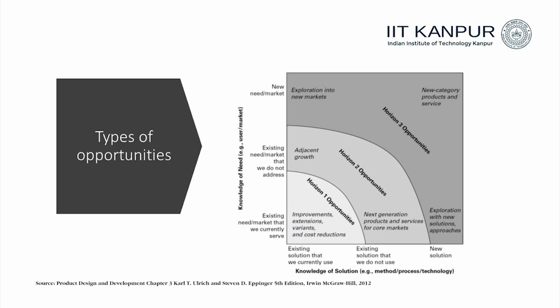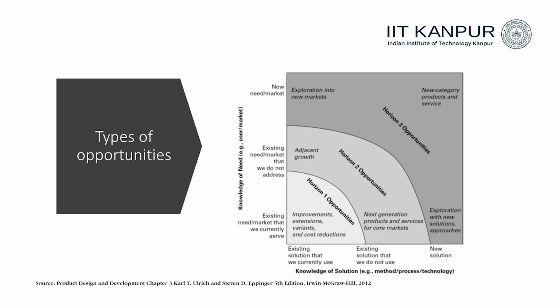The second type of opportunity is horizon 2 opportunities. That is looking at markets that we are not addressing, so people that we are not currently reaching out to, and also where there is a solution that is available, but we are not using it in the company, for instance. So, that is horizon 2: next generation of products and services for core markets. For instance, IoT is still quite new, right? Connecting different things together is still quite new. It is an existing solution, the method exists, but it is about using it. So, that can possibly be classified as a horizon 2 opportunity.